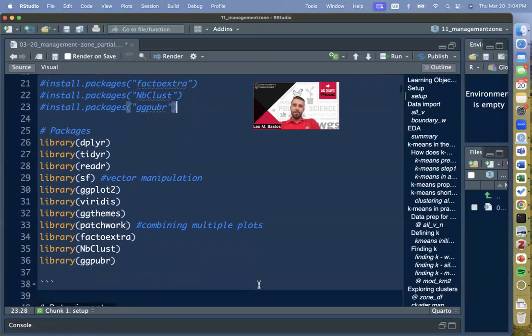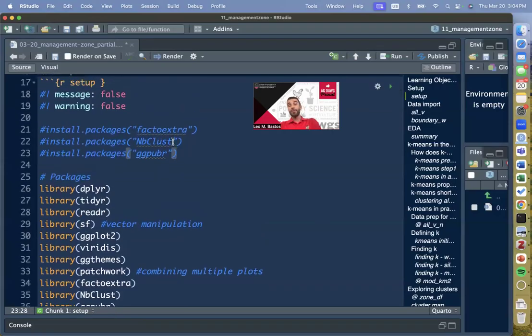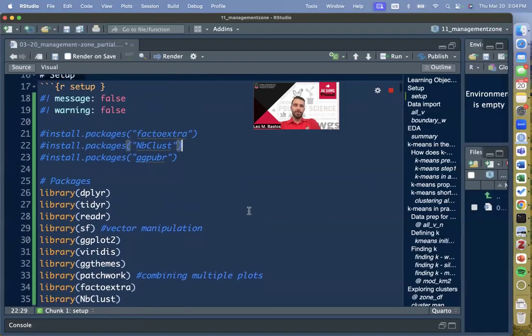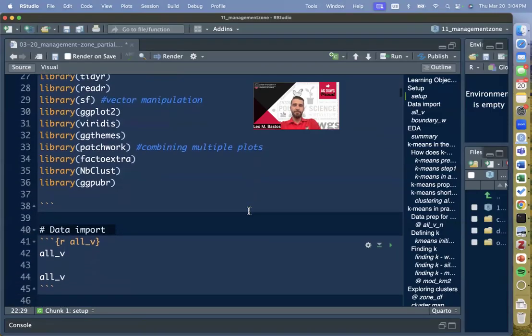Once you install all of them, and you either delete the install.packages or comment it off again, you can go ahead and just run the whole chunk. So you load all the packages.